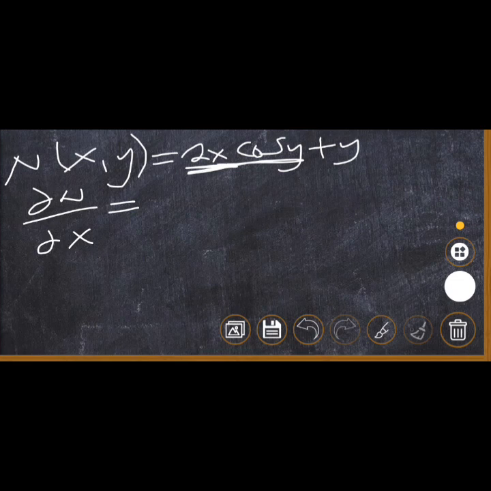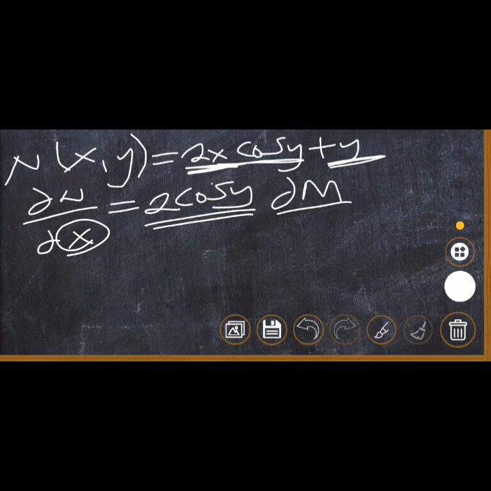So when we differentiate with respect to x, we are just going to have 2. Then this will just come out the way it is. Now this part we will not consider because it's y and we are differentiating with respect to x. So we are just going to differentiate this. If you remember, we had that the differentiation of m was cos of y.